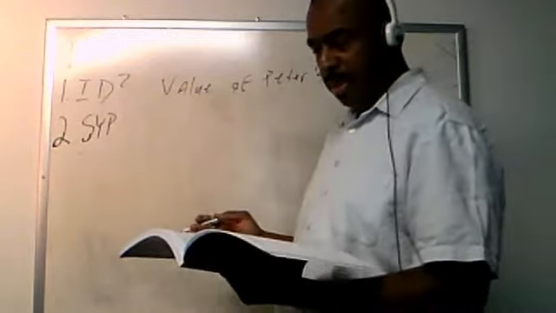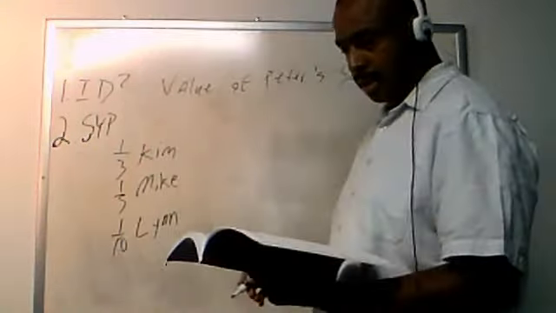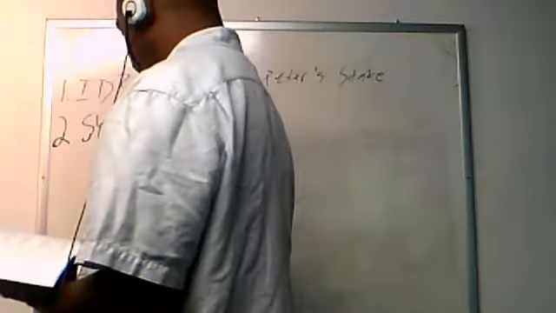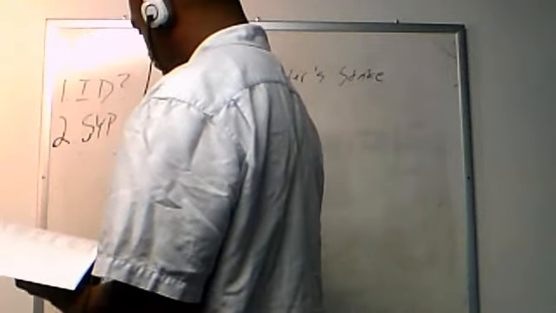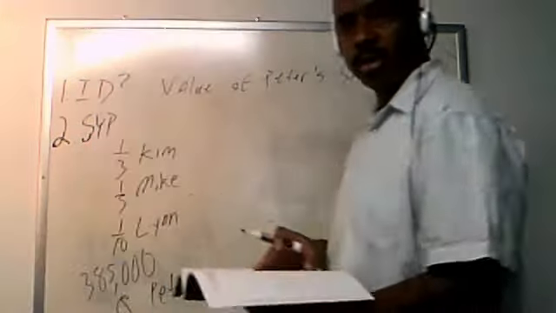and then we want to state our path. So 1/3 is Kim's portion, another 1/5 is Mike's portion, and then another 1/10 is Lynn's portion. Okay, we know the company is valued at $385,000. And we know that Peter owns the remainder of the company, or the rest. So we'll just put R for the remainder for Peter's value.